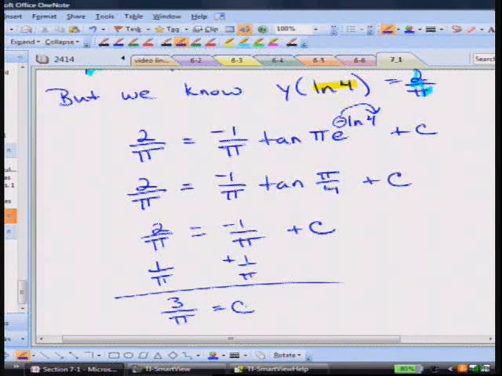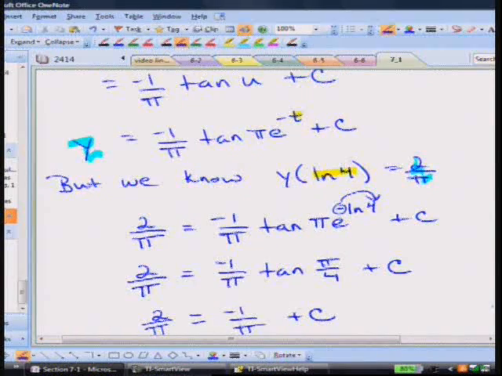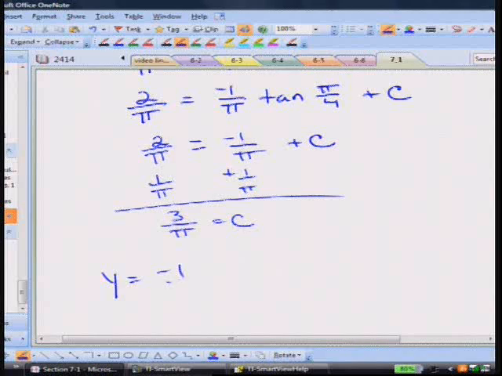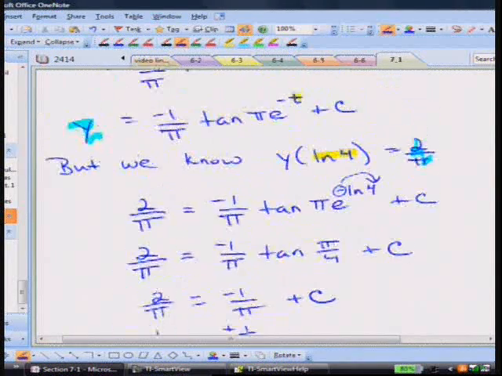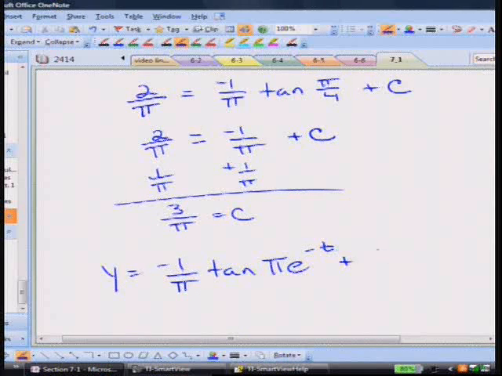And so the answer to the initial value problem is negative 1 over pi tangent of pi e to the negative t, plus c, which is 3 over pi. So you use the given information to find your c. You're just going to integrate, and then you have a plus c, and then you plug in your given information to find the c. So that's how you do those initial value questions.